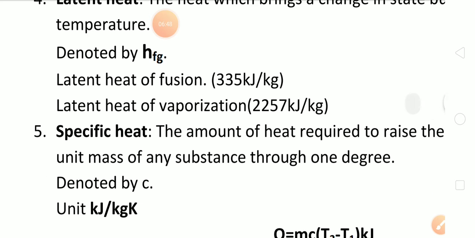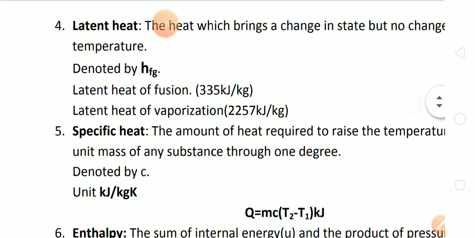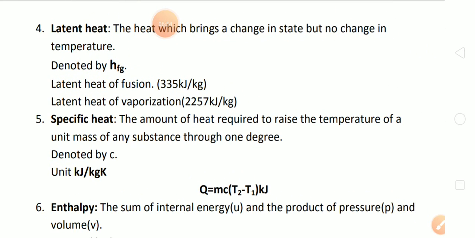The next thing is specific heat. Specific heat is the amount of heat required to raise the temperature of a unit mass of any substance through 1 degree. You can simply denote it as C, small letter c. So 1 kilogram of any substance increases its temperature by 1 degree Celsius or 1 Kelvin by absorbing a particular amount of energy. So the unit is expressed in kilojoule per kilogram Kelvin.